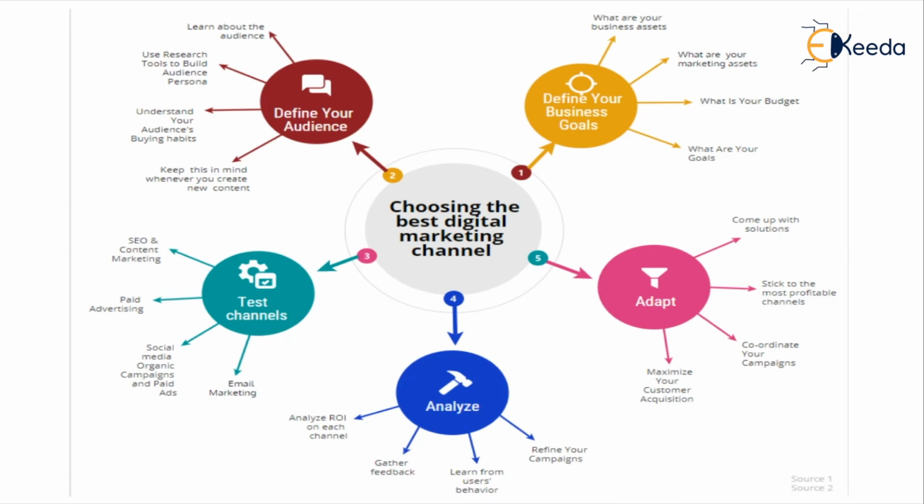You maximize your customer acquisition by investing in channels that are delivering the best results to you. You coordinate your campaigns in such a fashion that the message is the same across each channel. Then you stick to the most profitable channels for the long term, and you come up with solutions to fix the channels which could be working for your competitors but are not working very well for you. So you try to develop them in the long term so that you can have multiple sources of inflow of traffic as well as conversions for your business. So in its entirety, that is how digital marketing channels are selected, are chosen by digital marketers.